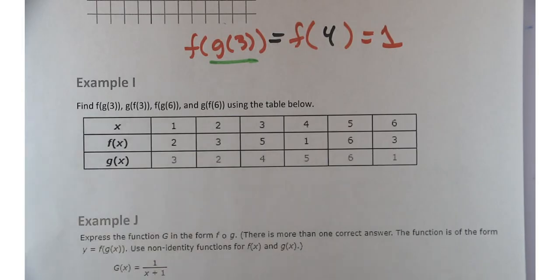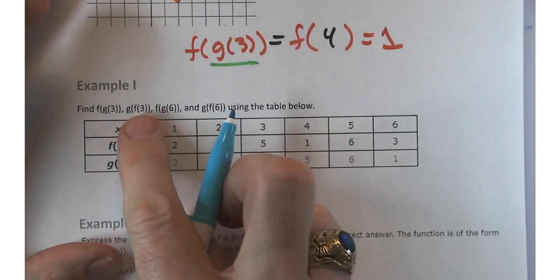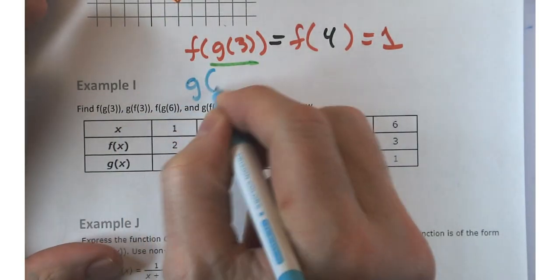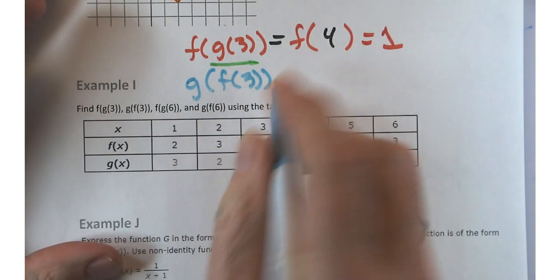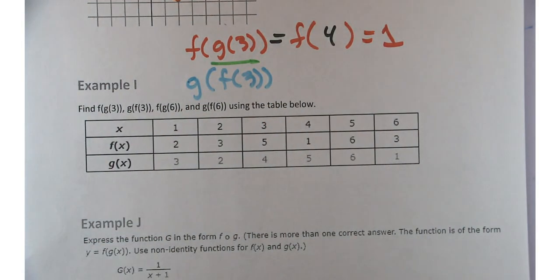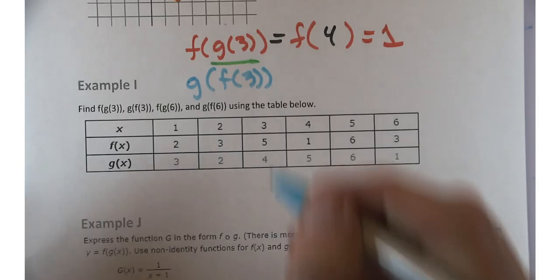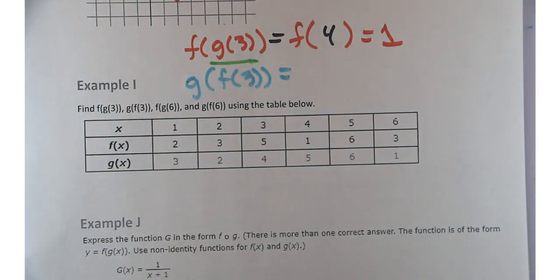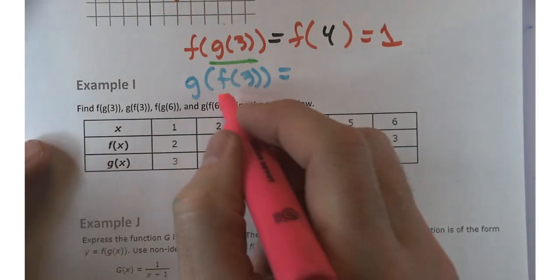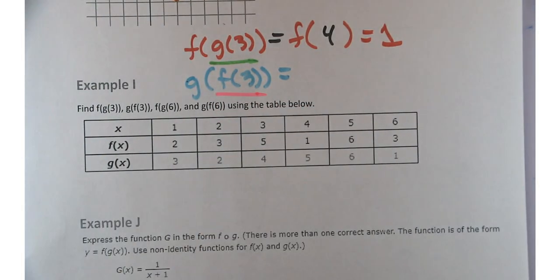Your turn. This time let's look at g of f of 3. Do you think it matters if I switch the order on g and f? I mean, you can say the same thing, right? g of f of 3 and f of g of 3. All right, well, let's find out by testing it. Start with the inside. Find your f of 3, whatever that gives you. Plug it into g and find g of that. See if you get the same thing either way.